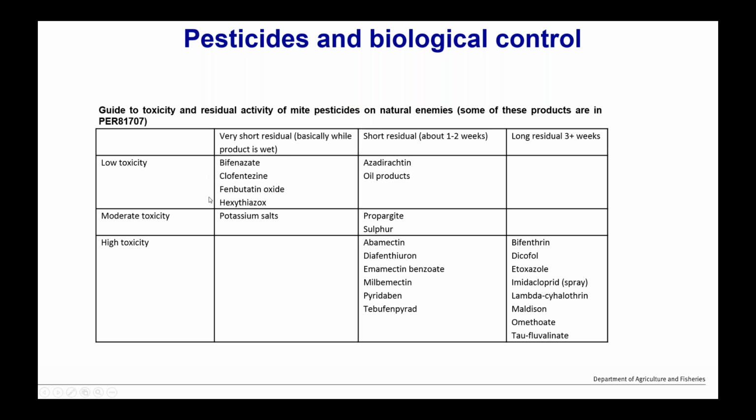So these very short residuals will have a low toxicity or a moderate toxicity, and basically after that product dries, you could potentially put on a biocontrol agent and those pesticides would have very limited or basically no effect on them. Whereas some of these other products, you need to wait a few days, or maybe a week or even 2 weeks for those that are highly toxic potentially, before you apply a predator. And those with a long residual, you need to wait even longer, sometimes even a couple of months.